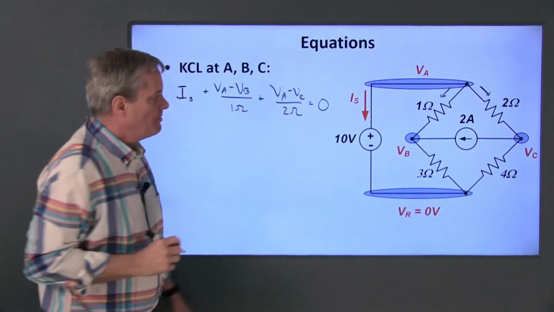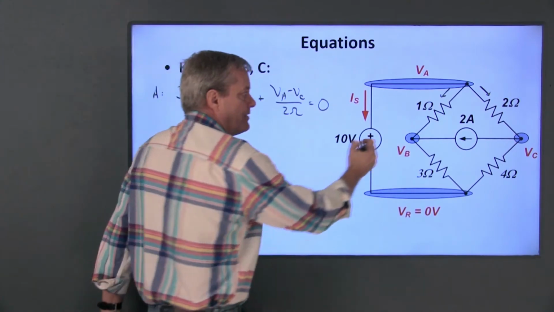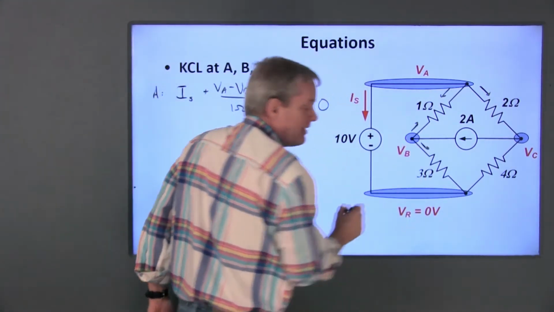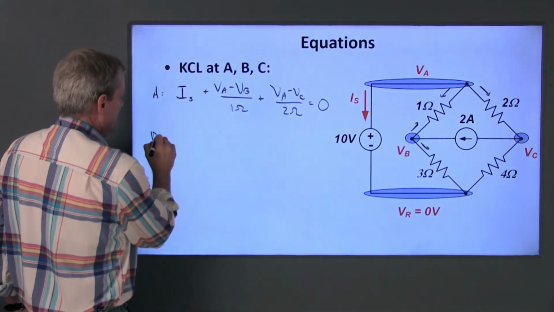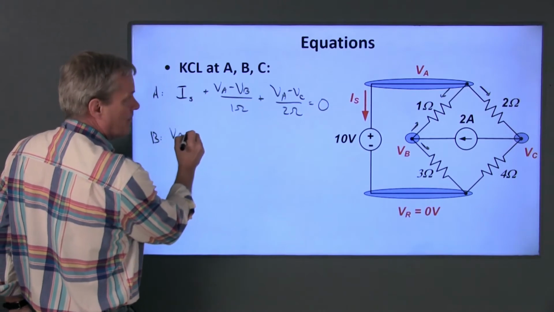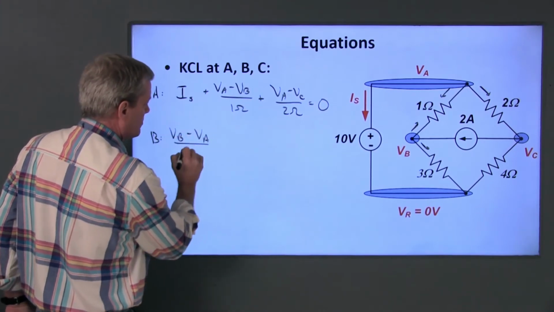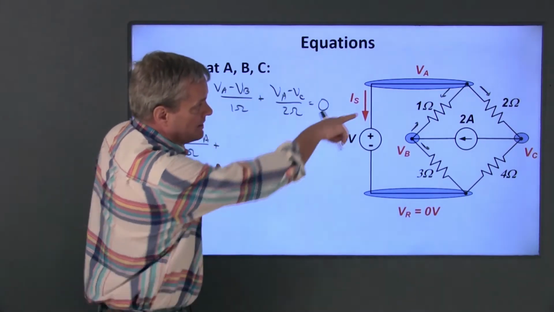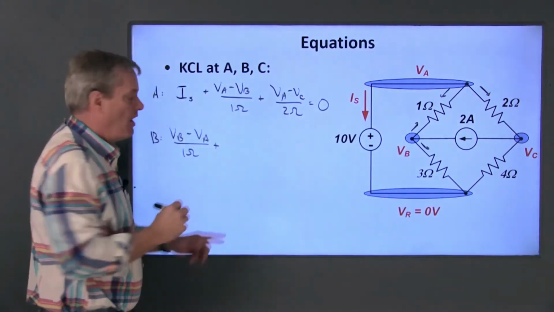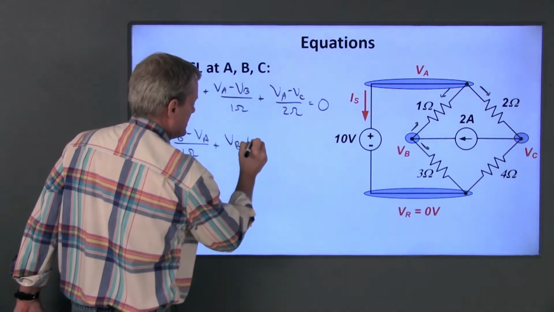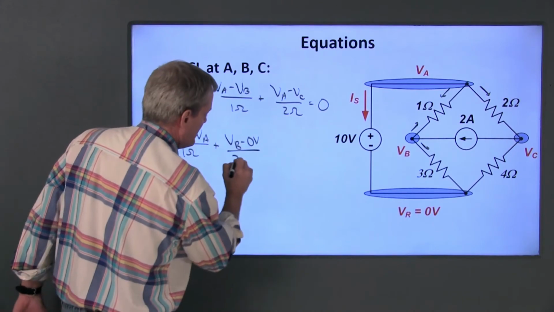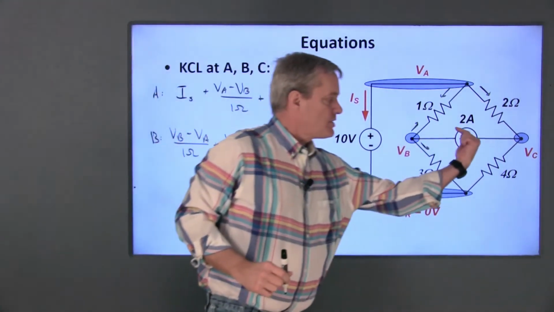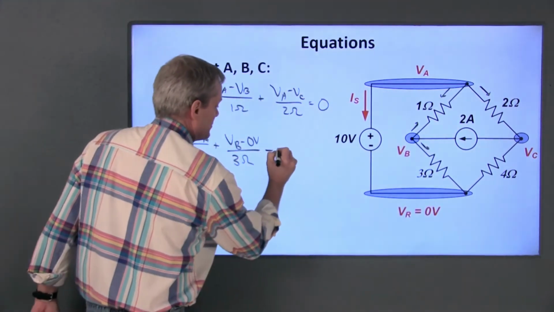That sums to 0. At VB, I'm going to sum currents leaving that node. That gives me (VB minus VA) over 1 ohm plus (VB minus 0 volts) over 3 ohms, minus 2 amps, which enters that node.